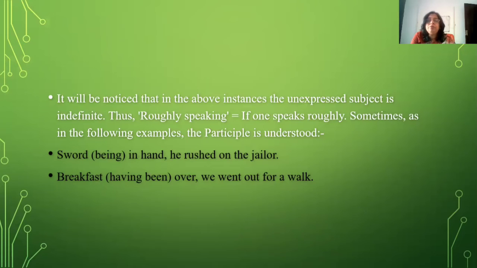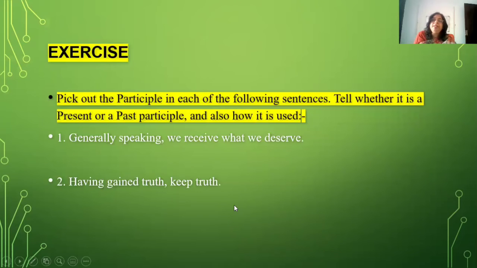Breakfast over, we went out for a walk. That means having taken the breakfast, we went out for a walk. Now let us do one exercise. Pick out the participle in each of the following sentences. Tell whether it is a present or a past participle and also how it is used.